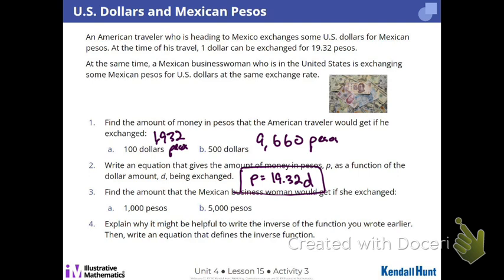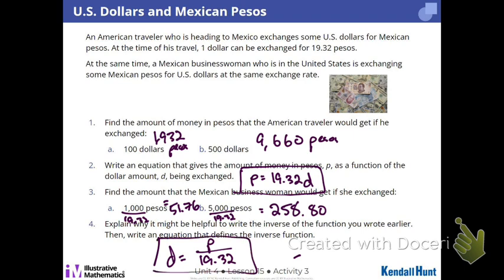So to go from pesos to dollars, what did you do? How do I get dollars from pesos? Divide. So the inverse. We're going to take the number of pesos, P, and divide by 19.32. So when I divide 1,000 by 19.32, what do I get? $51 and how many cents? 76. Nearest penny every time, right? So I divide 5,000 pesos by 19.32. How many dollars is that? $258.80? Okay.